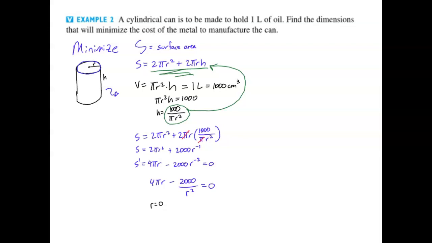Now to solve this, what we'll want to do is just multiply through by r squared so that we don't have a fraction anymore, right? So if I distribute r squared, I get 4 pi r cubed minus 2,000 equals 0.